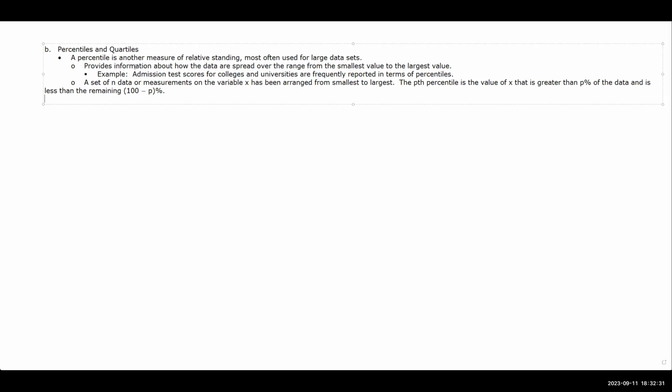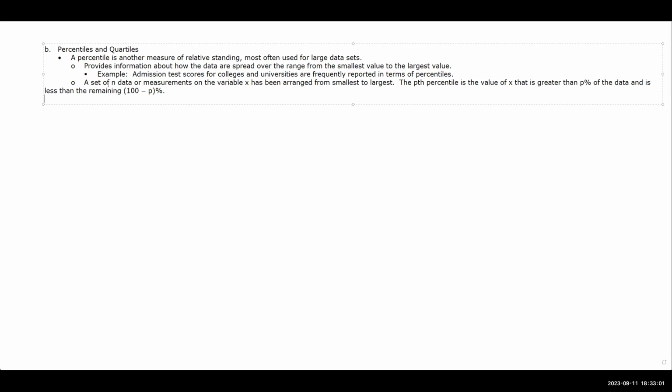For example, admission test scores of the college university are frequently reported in terms of percentiles, right? So if you're in the 99th percentile, that means you're better than 99% of the people who took the test. If you're in the 54th percentile, that means you're better than 54% of the people who took the test. That's the kind of stuff we get when we took the SAT. You wanted to be really high up there.